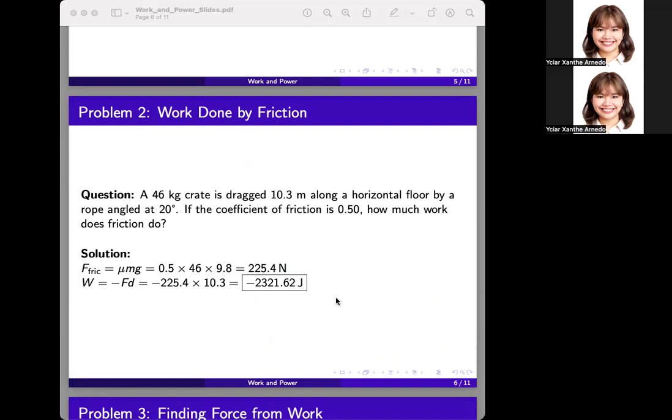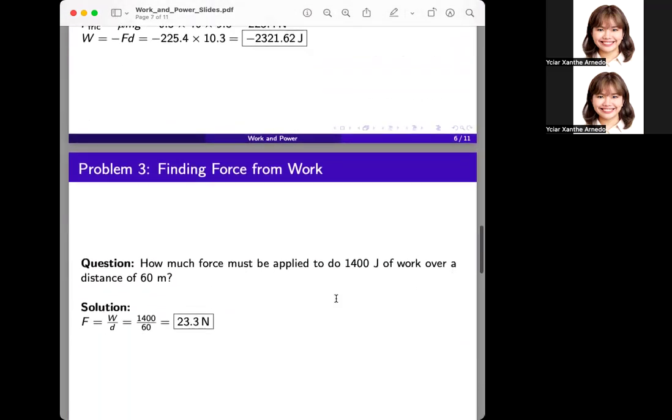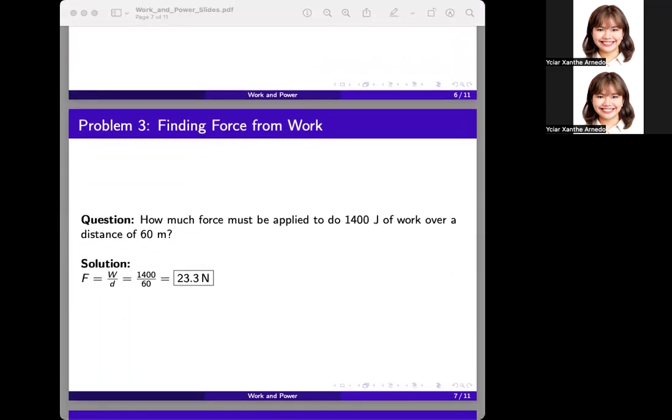Now let's move on to the third problem, finding force from work. Let's say we have a baseball player doing 1,400 joules of work when hitting a baseball into the left field. So assuming that the baseball landed 60 meters away from the home plate, how much force did the player use to hit the ball?